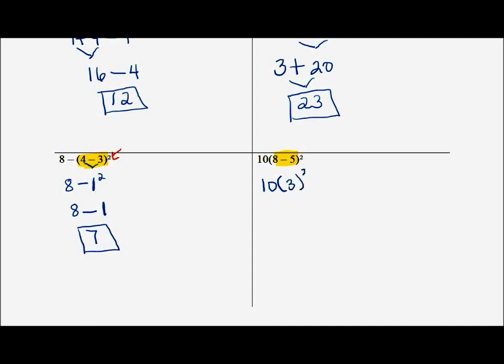And then don't forget the exponent to the second power. So now I have to evaluate my exponent. That's 3 to the second power is 9. So this becomes 10 times 9. 10 times 9 is 90. And that's my final answer.